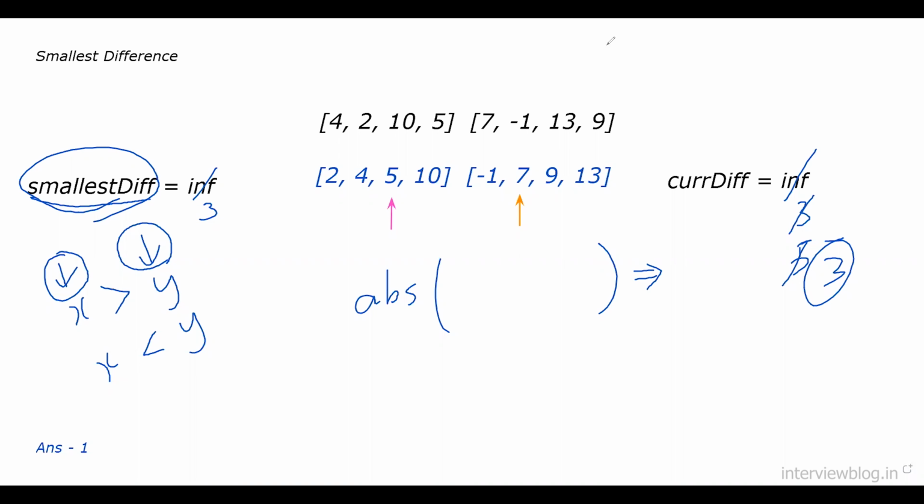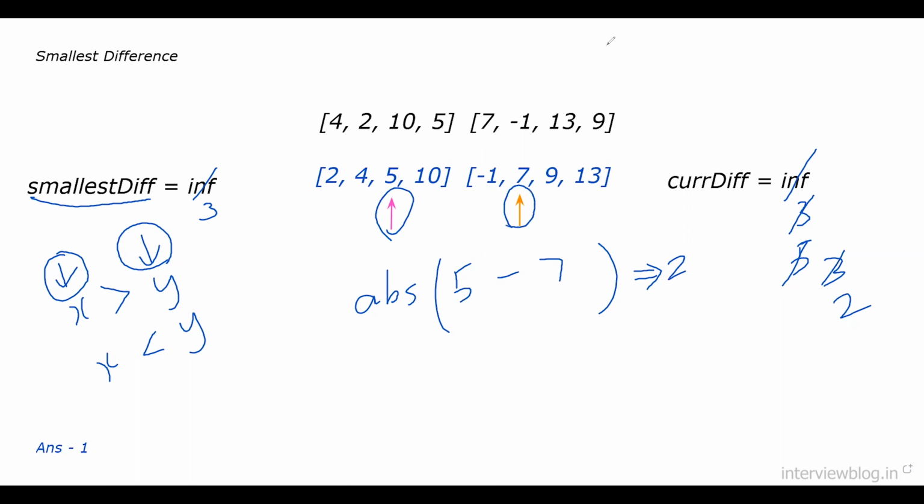Since both of them are equal, we do not want to update our smallest difference. So next, we will be comparing the elements 5 and 7. While finding the absolute difference between 5 and 7, our current difference tends to be 2. Our next step is to find whether to move this pink pointer or our yellow pointer. For that, we'll be comparing 5 with 7, and since 5 is less than 7, we will be incrementing the pink pointer from 5 to 10.